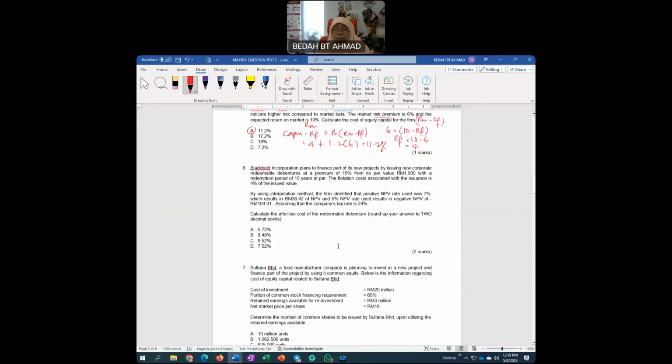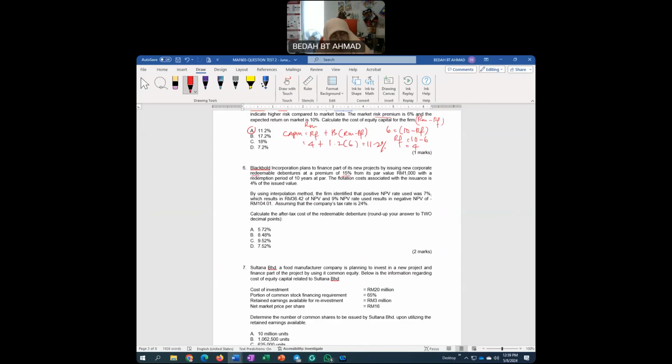Question 6. Black Bolt Incorporation plans to finance part of its new projects by issuing new corporate bonds redeemable at a premium of 15% from its par value of 1,000.